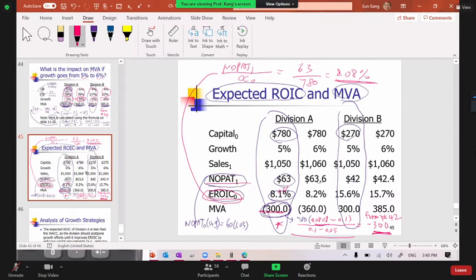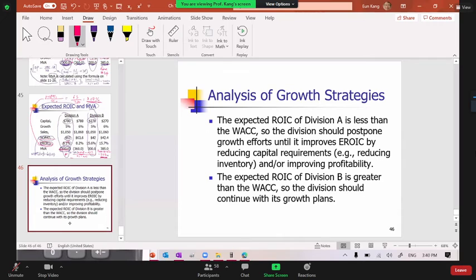So the point here is the final conclusion. The point here is that the expected ROIC of division A is less than the WACC. So that means what? MVA will be negative. In that case, they should postpone growth efforts until it improves EROIC by reducing capital requirements, for example, like reducing inventory or improving profitability. So that is strategic management, the financial manager's responsibility, right?